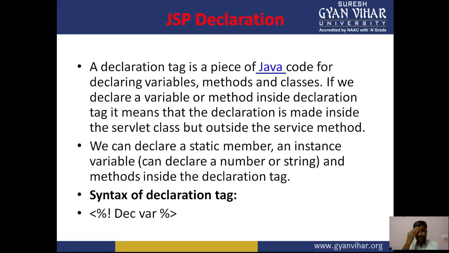JSP declaration. Declaration is a piece of Java code for declaring variables, methods, and classes. If we declare a variable or method inside the declaration tag, it means that the declaration is made inside the servlet class but outside the service method. So we can declare a static member or instance variable. We can declare a number of strings and methods inside the declaration tag.